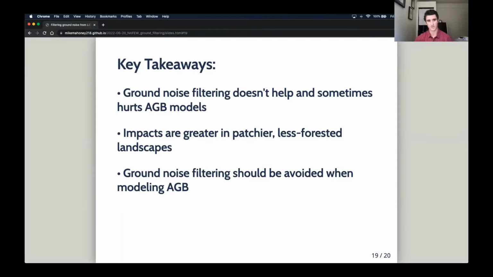So we recommend that if you're looking to build these sorts of models, that you don't filter your data unless you've got a very good reason or unless you can test it out like we've done here.